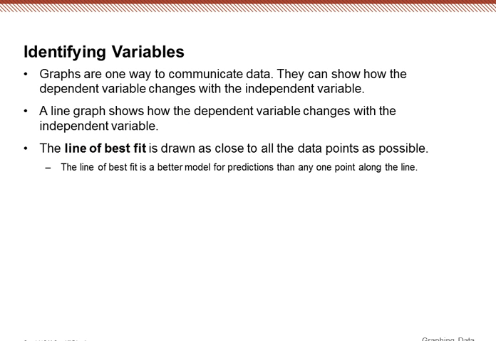When you collect data, graphs are a great way to communicate the data and what's going on. They show how the dependent variable changes with the independent variable. A line graph shows how the dependent variable changes with the independent variable. And when we have this linear relationship, we will use a line of best fit, and it's drawn as close to all the data points as possible. This line is a better model to use to help either extrapolate or interpolate, where you either make predictions of what's going to happen in the future or look at what happens in between your data points.